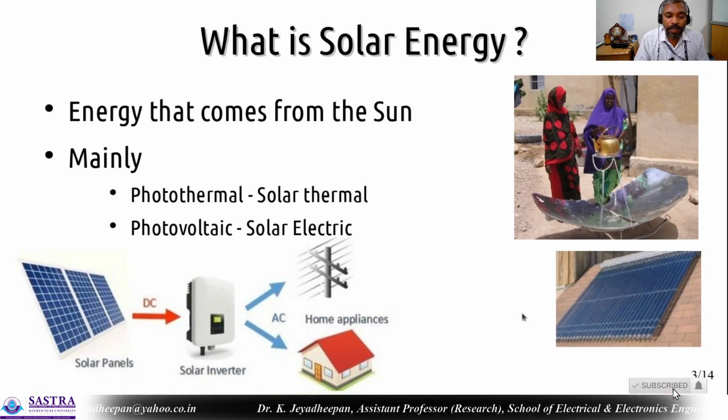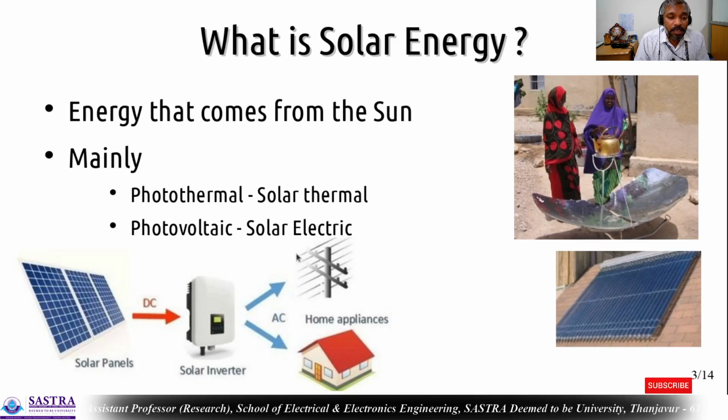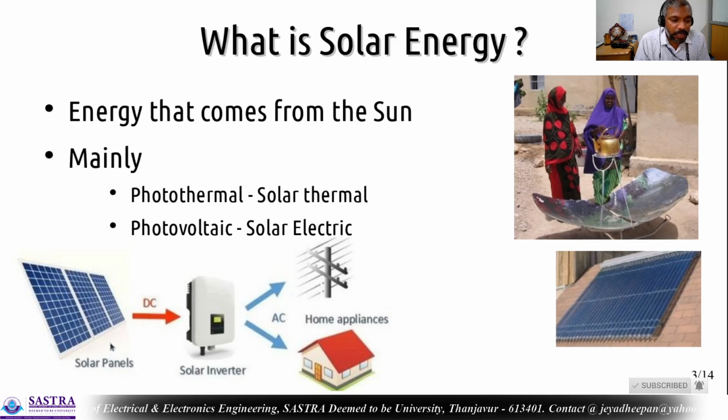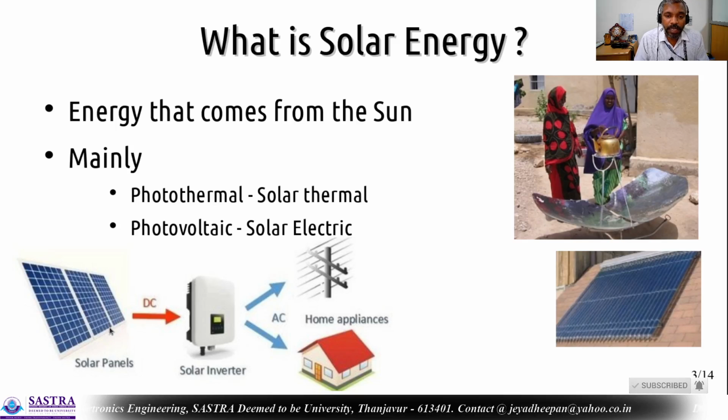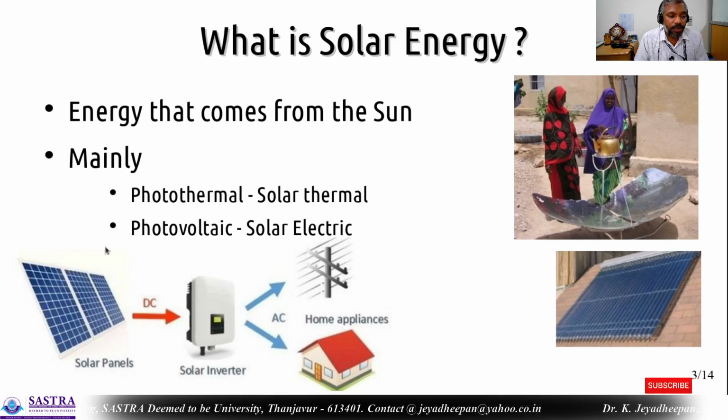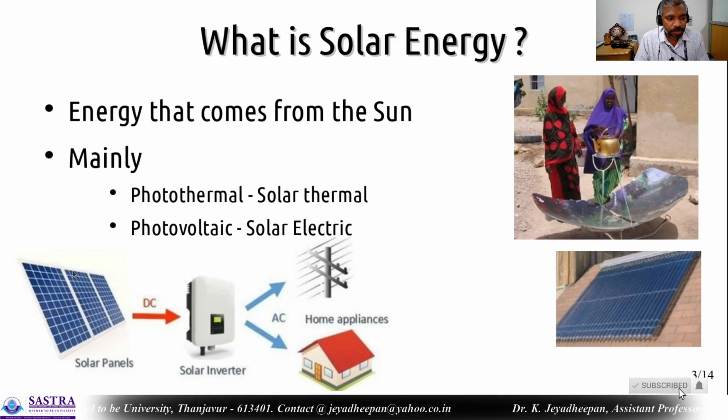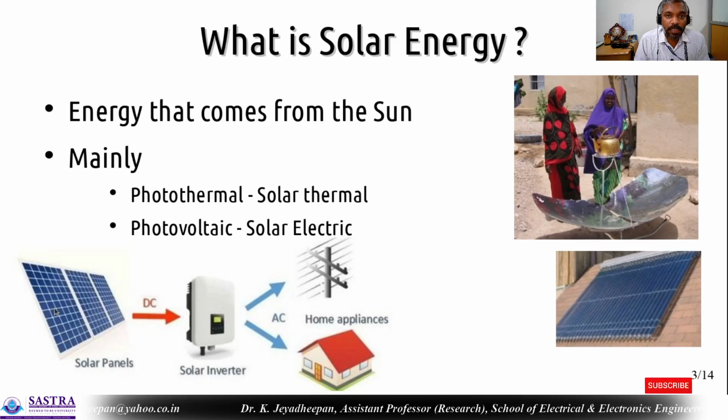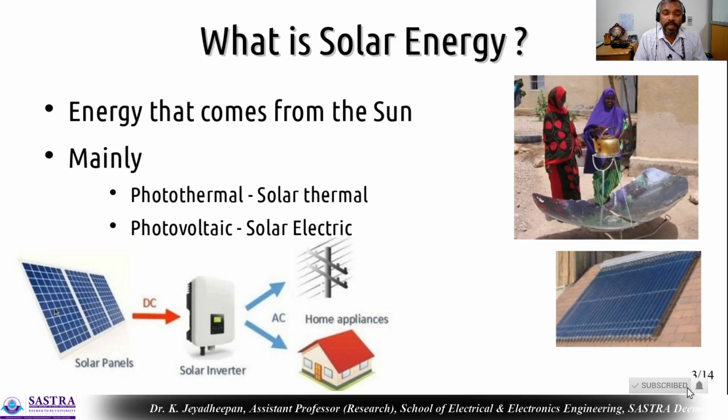And the third important thing is solar photovoltaics. Solar photovoltaic means solar electric, you can call that, and here we are going to use the sunlight to produce electrical energy. Sunlight falls on the solar panels. The solar panel is a system which converts the sun's light energy into electrical energy.